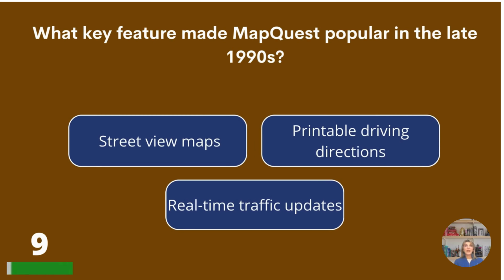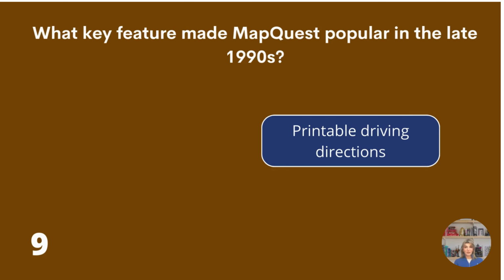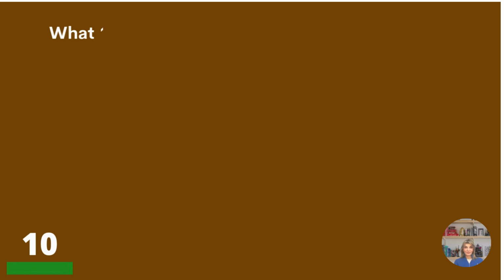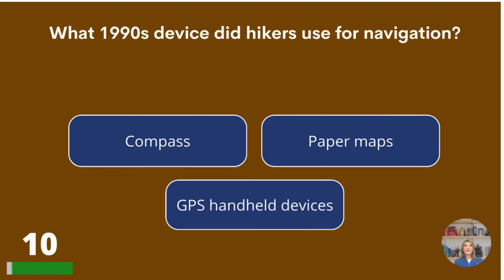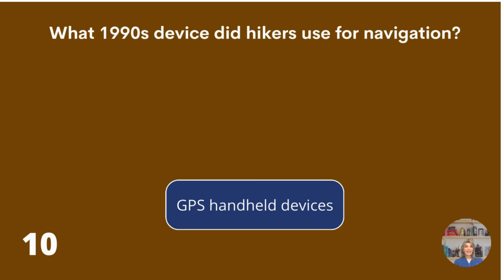What key feature made MapQuest popular in the late 1990s? Street View maps, printable driving directions, or real-time traffic updates? Printable driving directions. What 1990s device did hikers use for navigation? Compass, paper maps, or GPS handheld devices? GPS handheld devices.